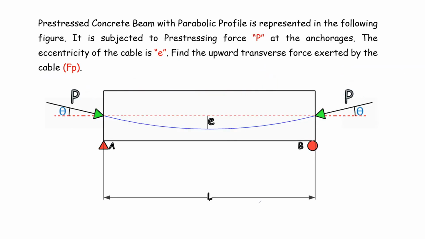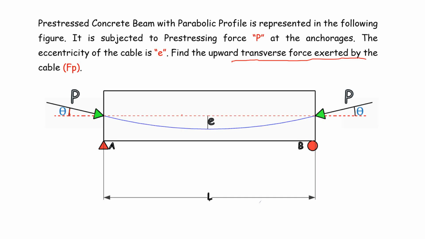Now in example 2, the pre-stressed concrete beam with the parabolic profile is represented in the following figure. It is subjected to pre-stressing forces P at both ends, which are applied at an angle theta, and we have to find out the upward transverse force exerted by the cable.